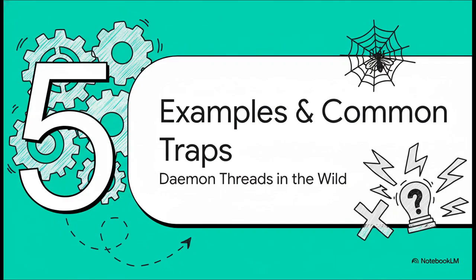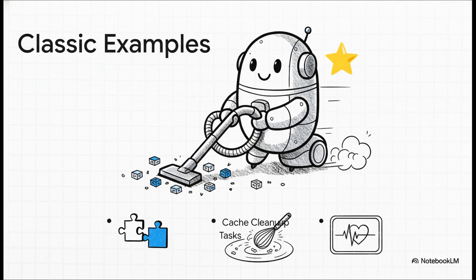Okay, mystery solved. Now let's look at where these silent servants actually show up in the real world and a few common traps that developers often fall into. The funny thing is, you've been working with daemon threads this whole time, maybe without even knowing it. The most famous one is the garbage collector, always running in the background, cleaning up memory. It's the perfect example of a non-essential task. I mean, the JVM isn't going to wait around for a full GC cycle before it shuts down, right? This is the number one example to bring up in an interview, by the way.